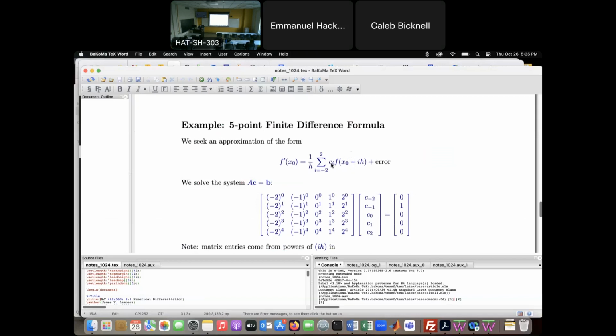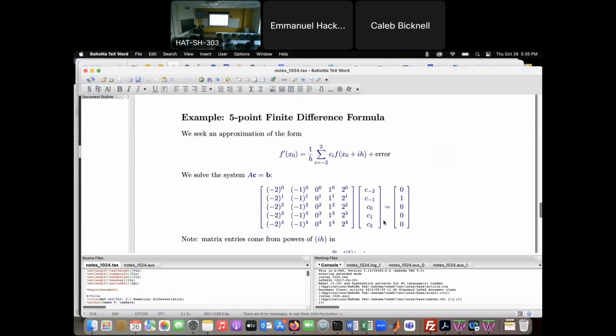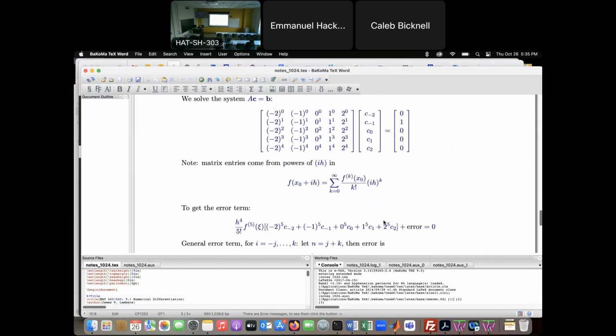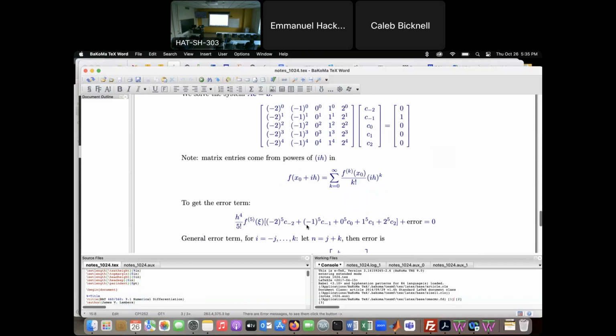And so to get the coefficients of that finite difference formula, we set up and solve this system of equations. Then we have a formula for the error.